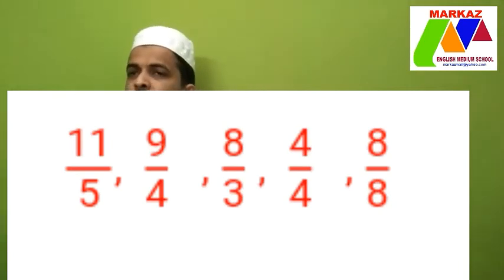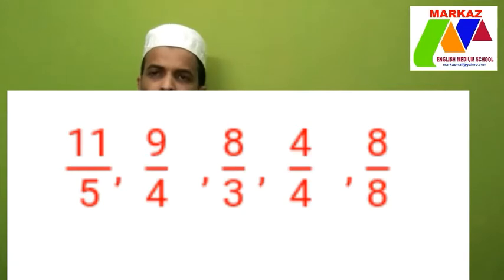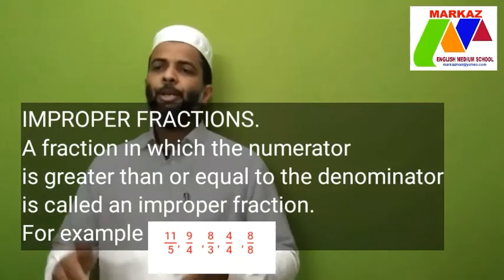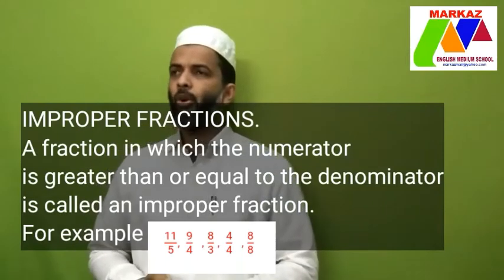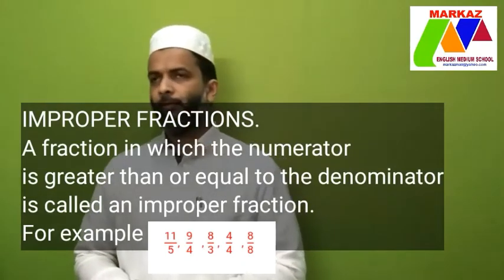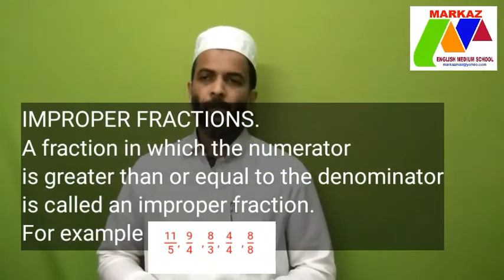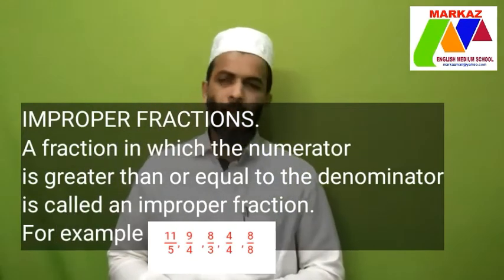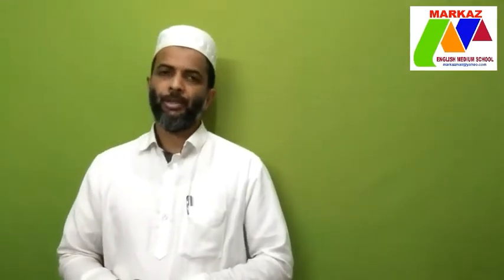So students, a fraction whose numerator is greater than or equal to the denominator is called an improper fraction. Write in your notebook: a fraction in which the numerator is greater than or equal to the denominator is called an improper fraction. For example, 11 by 5, 9 by 4, 8 by 3, 4 by 4 and 8 by 8. Okay. All of you finish?